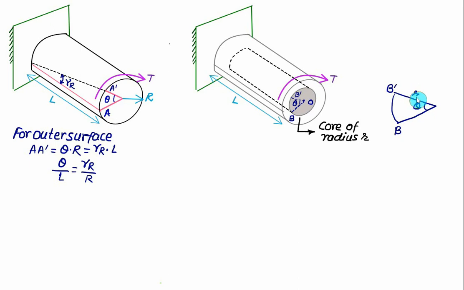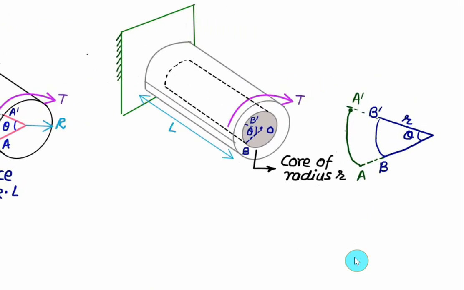Only thing is that this time the radius is equal to R. And when we are on the outer surface, the point is represented by A, and A will change to A prime. So this one is A to A prime. This one is the sector we are showing. This one is the outer surface and this one is the inner core.